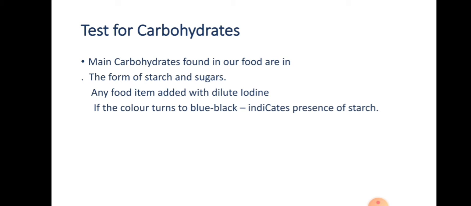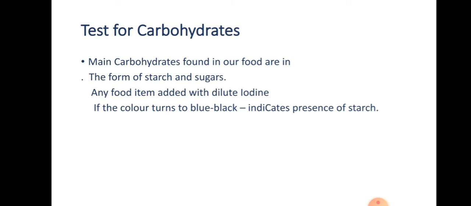Okay, the first one is the test for starch. In that, we take a small quantity of the food item which we have to test, put it in a small test tube, and add a few drops of dilute iodine. If the color of the solution turns blue black, it indicates the presence of starch. So we know the food item contains starch.